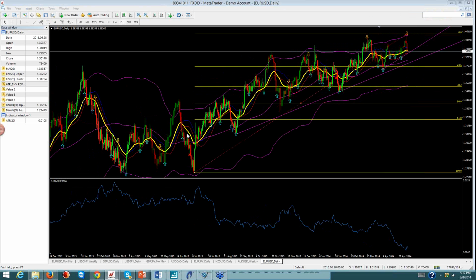I think we can see price push down a little bit more and get to these areas of support, mid Bollinger and trend line. That's all I can say about that.